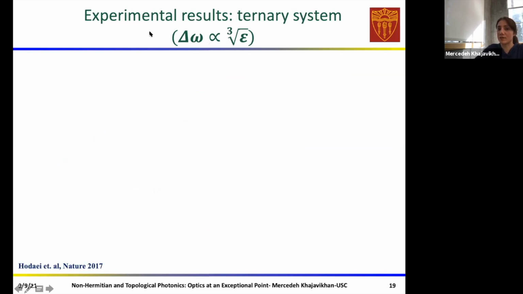Somebody asked, with 4 resonators, is n equal to 4? Yes, we can design the 4 resonator system to have no exceptional point, an exceptional point of order 2, an exceptional point of order 3, or an exceptional point of order 4.